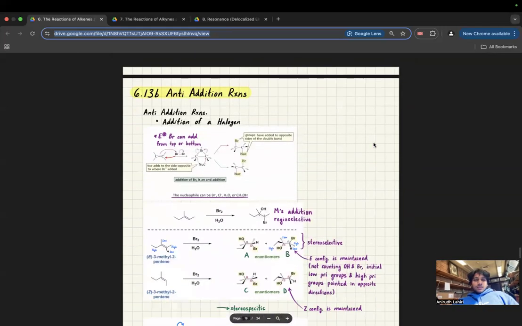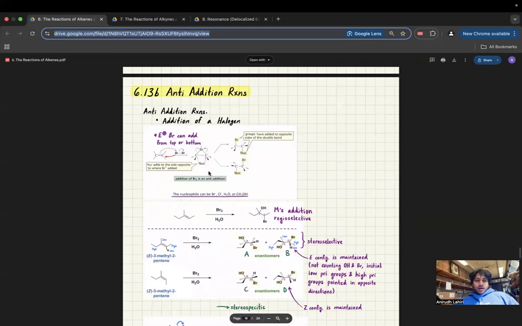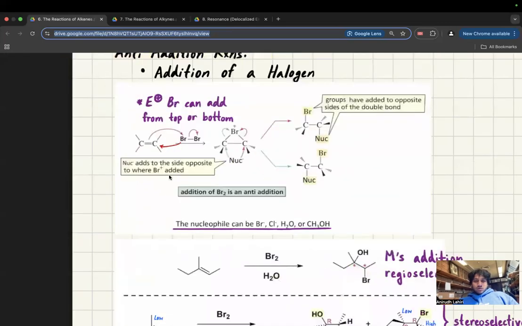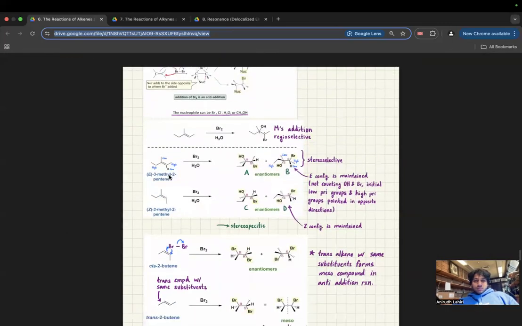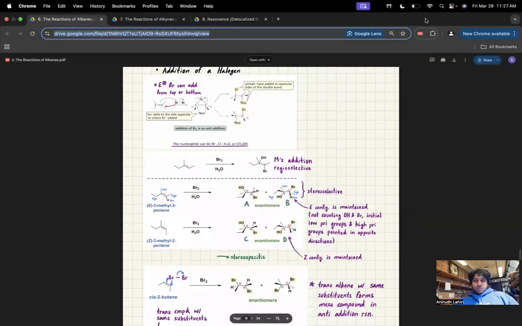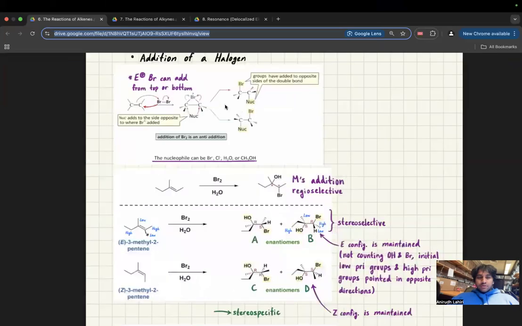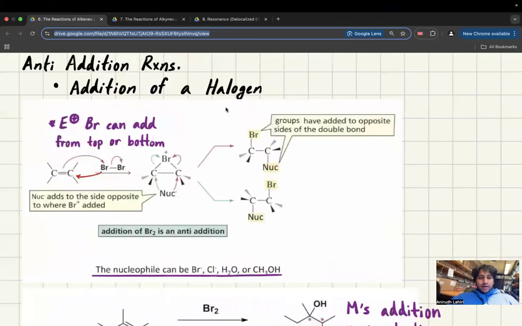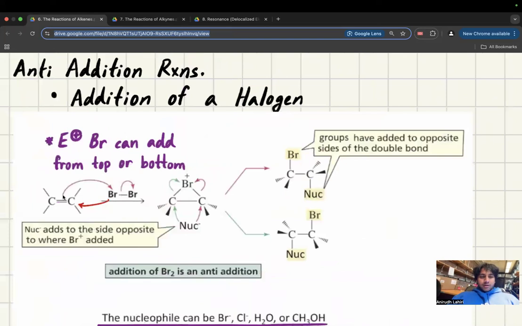Anti-addition reactions. This is addition of a halogen. Let's start by zooming into this mechanism. We're attacking here, this is being kicked off, and this is attacking back, and we're getting this three-membered ring structure. Then we have a nucleophile attacking either this position or this position, and kicking up this Br.